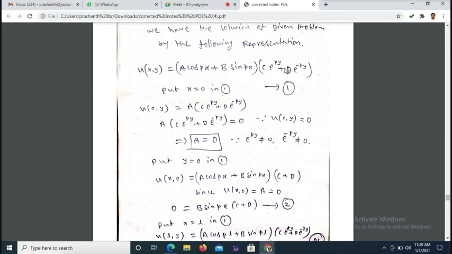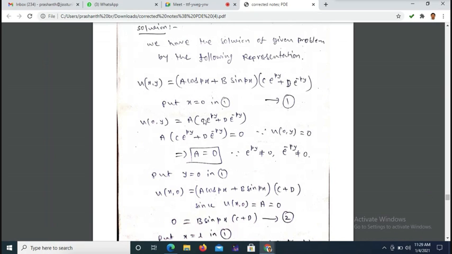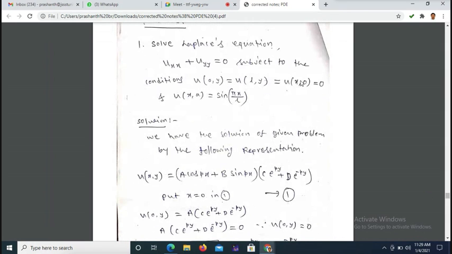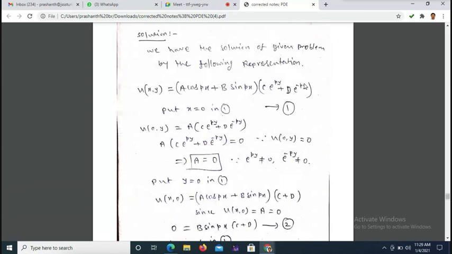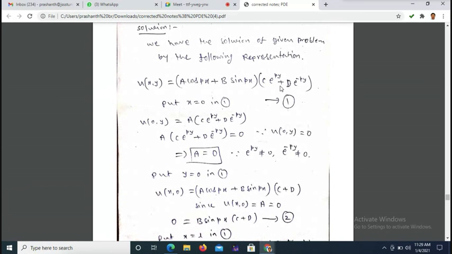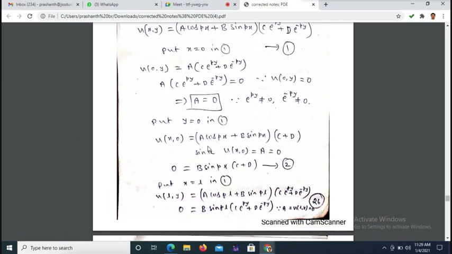Next, to find b, c, d, I again use the data. Here y is 0 because we have u of x comma 0 equal to 0. Put y equals 0 in equation 1. Here e power 0 is 1, so c plus d. The a cos px term is 0 since a is 0. b sin px remains, and the left side u of x comma 0 is 0. So b sin px into c plus d equals 0.